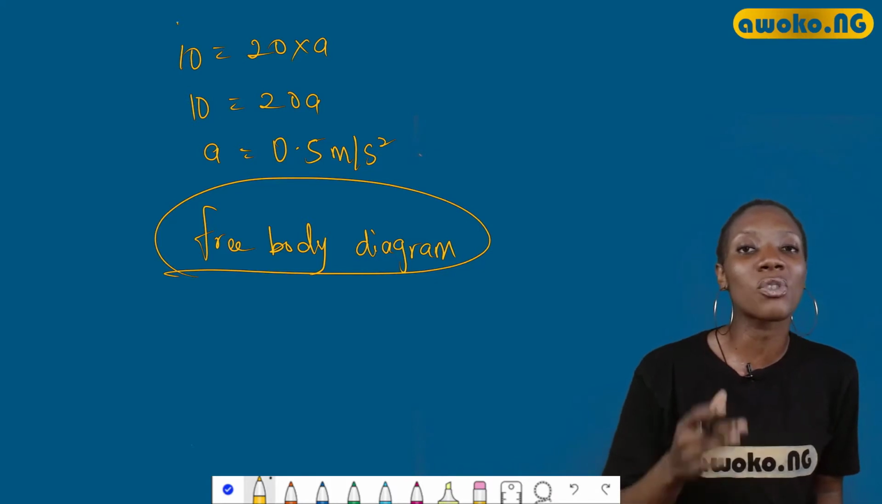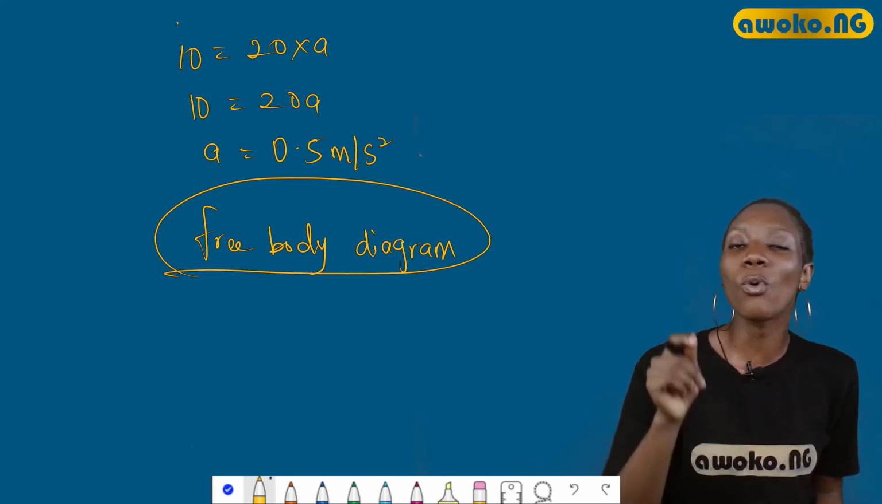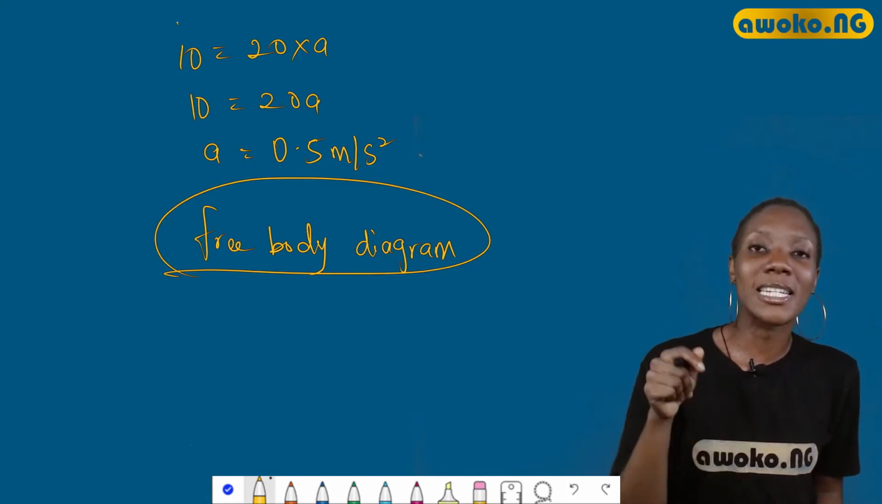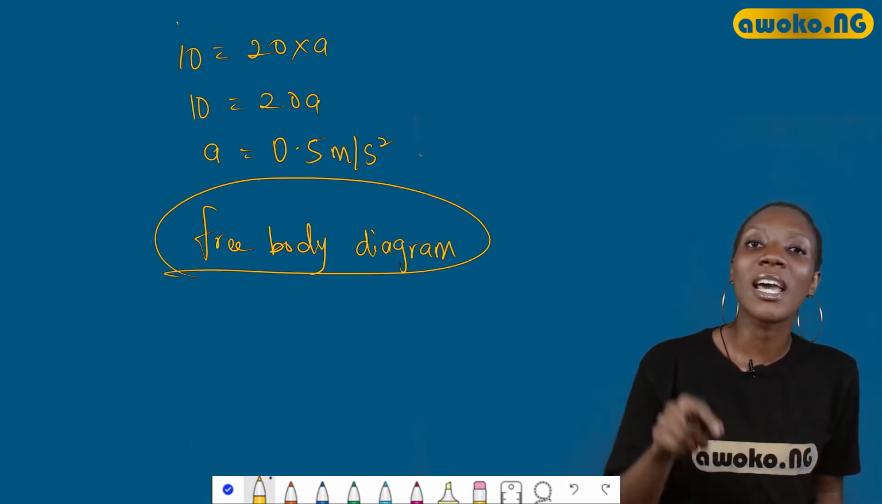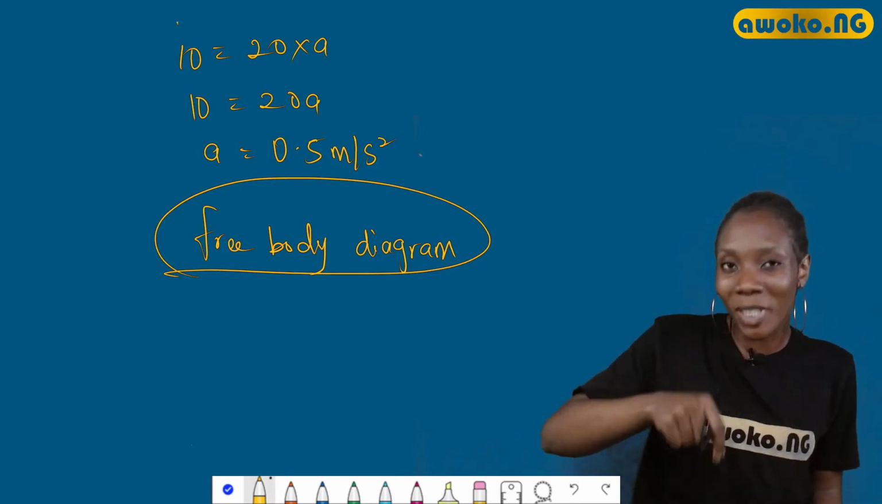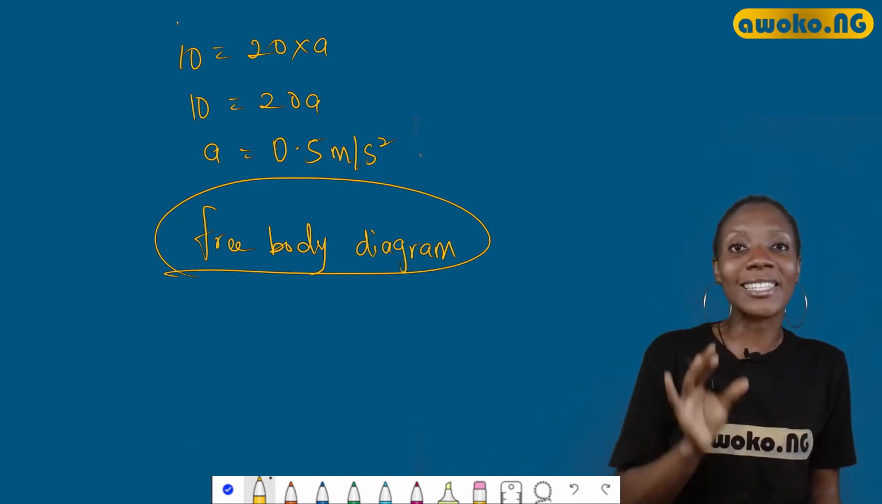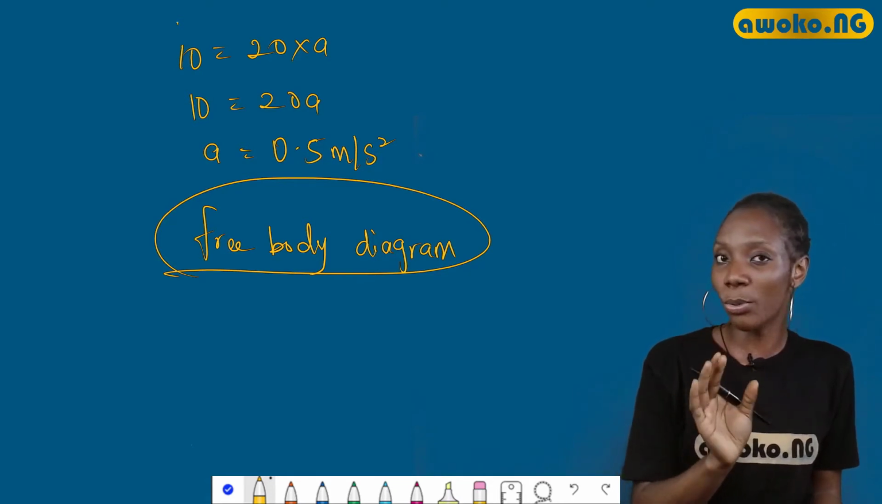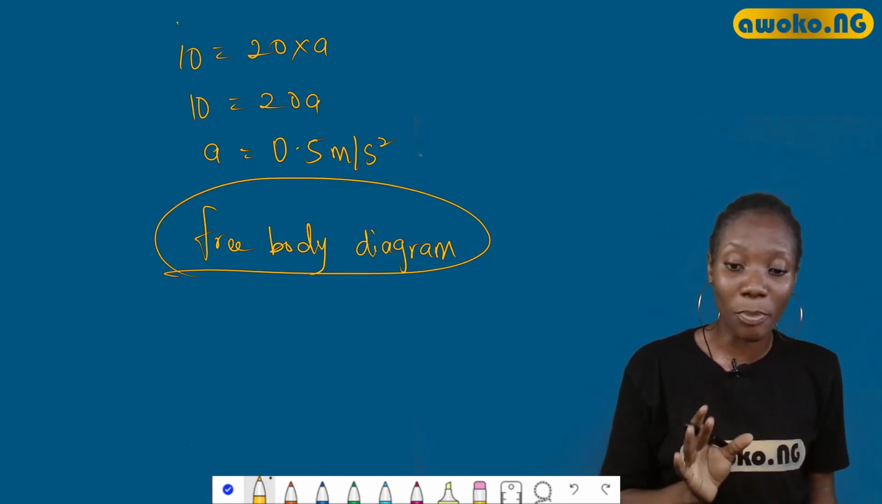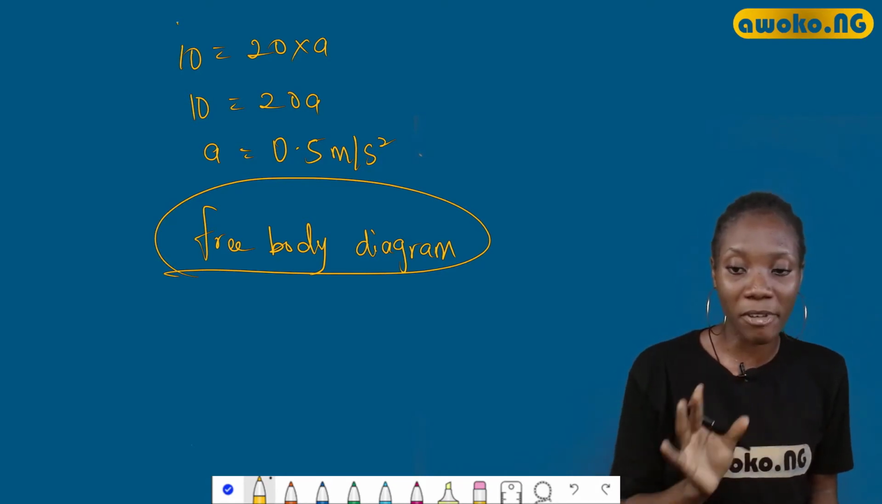And also easy to make use of. Now note that the only forces that appear in the diagram are those forces that act on the object, while the forces that the object itself exerts on the environment are not included. Okay, guys, so take note of this. All right, so now let's take some examples to explain everything that I've said.